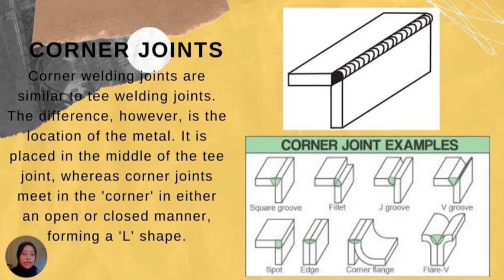Next is the corner joints. Corner welding joints are similar to T welding joints. The difference, however, is the location of the metal. It is placed in the middle of the T joint, whereas corner joints meet in the corner in either an open or closed manner, forming an L shape, just like in the picture given here. So there are eight examples of corner joint, which are square groove, fillet, J groove, V groove, spot, edge, corner flange, and flare V.